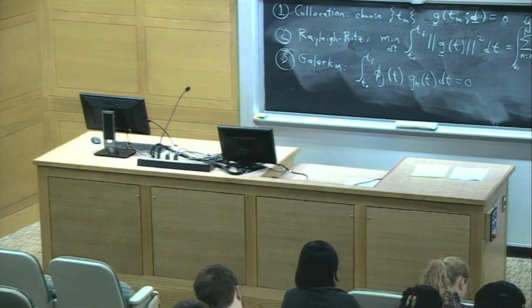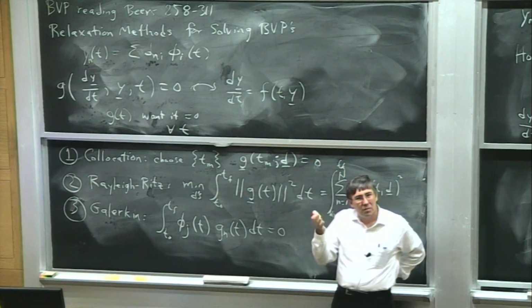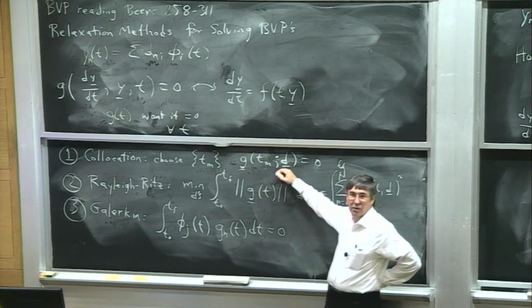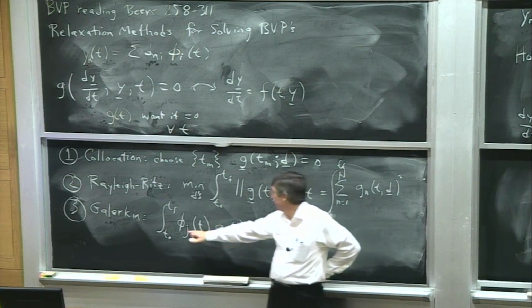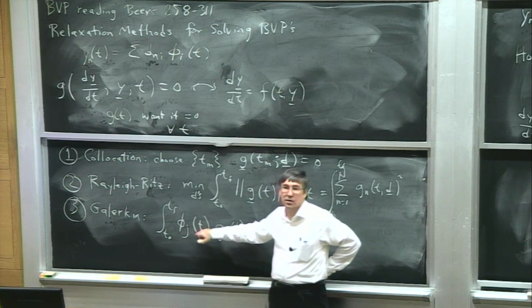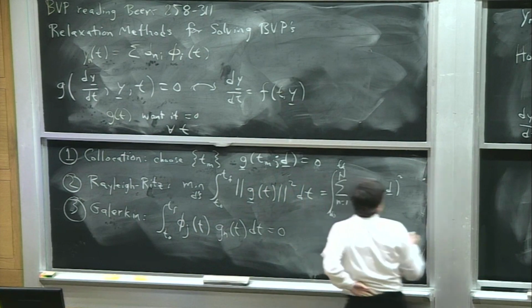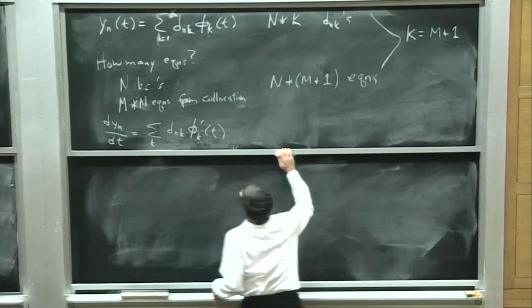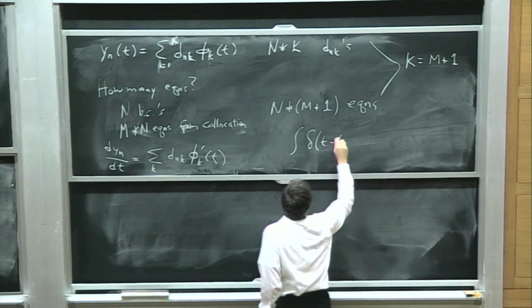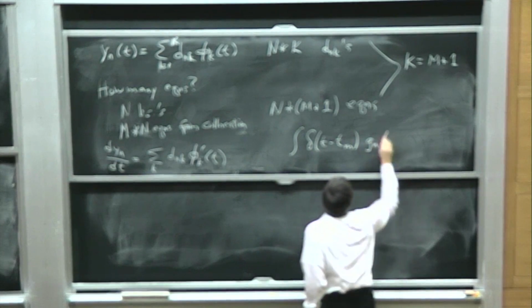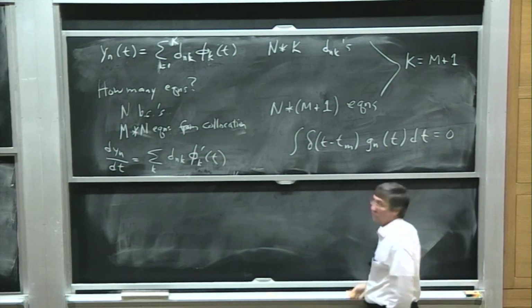Now, the concept, where does this equation come from? Maybe we can back up and ask where collocation came from. Collocation is actually a special version of this, where instead of these basis functions, I use delta functions. So another way to look at collocation is I'm demanding that the integral of delta function t minus t m, g n of t dt is equal to 0. Okay?